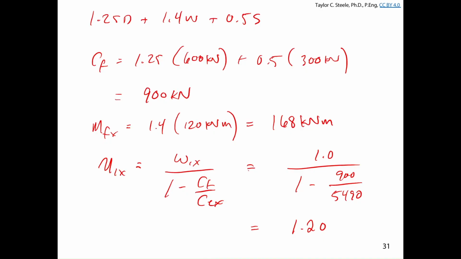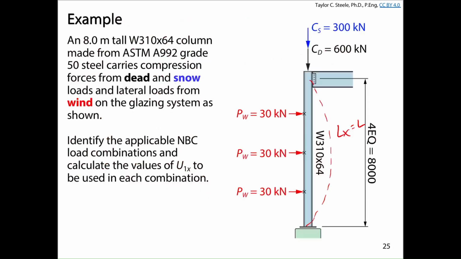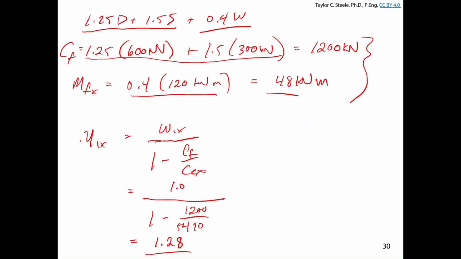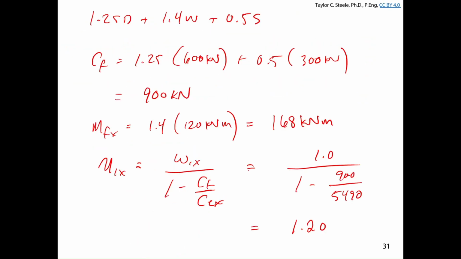All right? So all we were doing in the example here is looking at the problem, figuring out what the corresponding factored loads were. For one load case, we got a certain value of Cf. For Cex and omega 1x, that gave us one U1x value to use for that load combination. For the other one, slightly different value of Cf, slightly smaller value of U1x to use in the interaction equations for that load combination. Are there any questions about the example before we wrap things up for the morning?